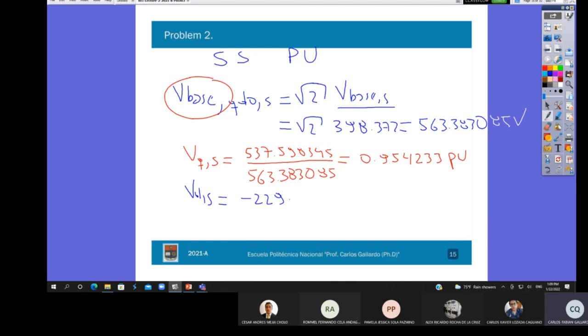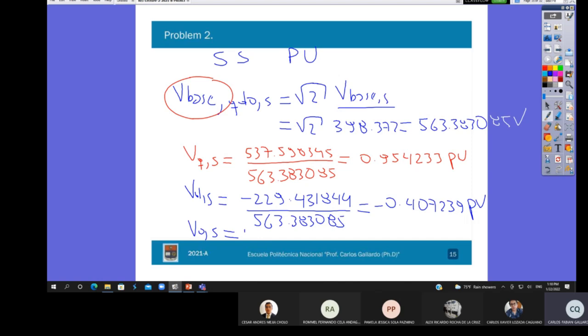So I will have 229.431,842. This is the actual value, and the base is 563.383,085. And this is equal to, this is the direct axis voltage in per unit value, is equal to negative 0.407,239 per unit. And finally, the last voltage, of course, is equal to 0.